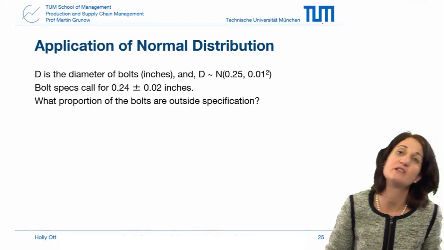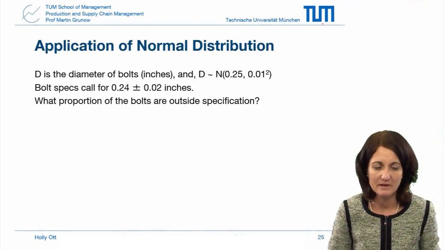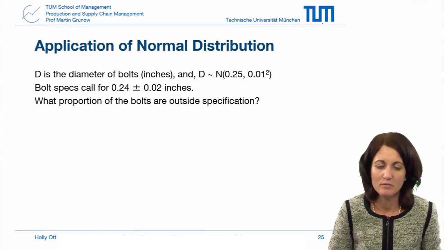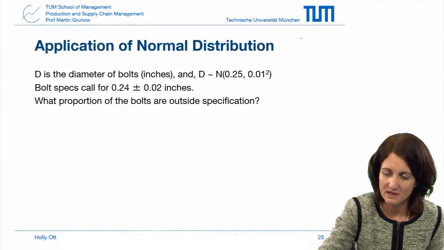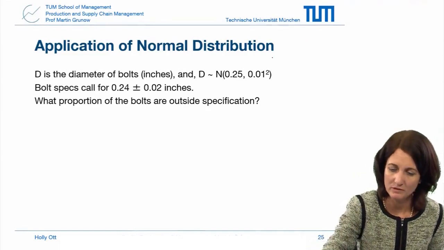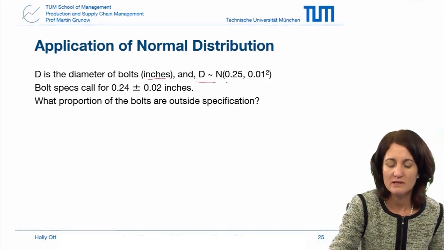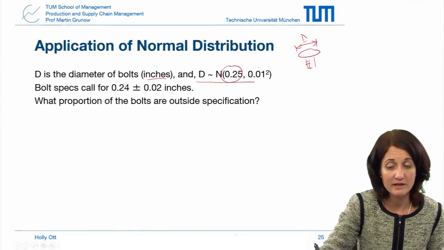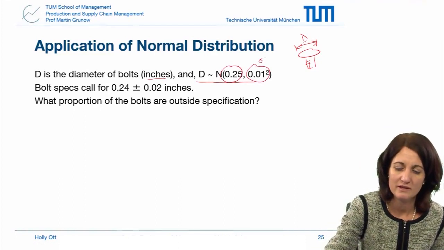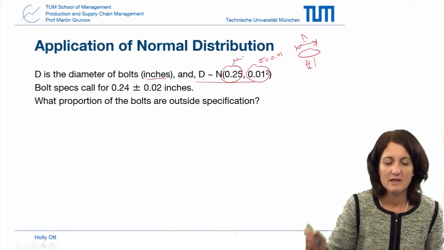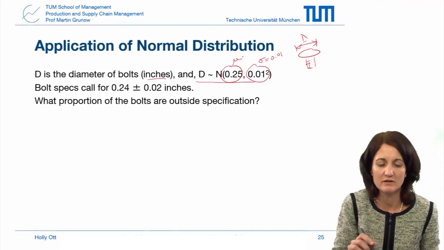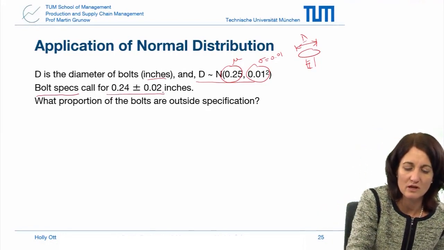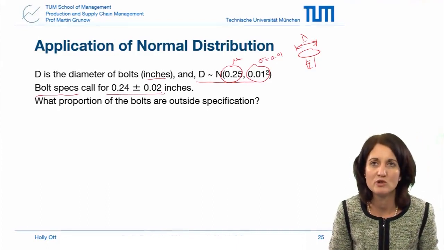Now, let's move a bit into the more practical quality side of things. Another example, if d is the diameter of bolts, a bolt is a bit like a nail, you hold things together with a bolt, and this is in inches, and we know that the diameter of these bolts is distributed at a quarter of an inch with a variance of 0.01 squared, or a standard deviation of 0.01. Now, this is where we get into the more practical things. The specifications for the bolts are 0.24 plus or minus 0.02 inches.